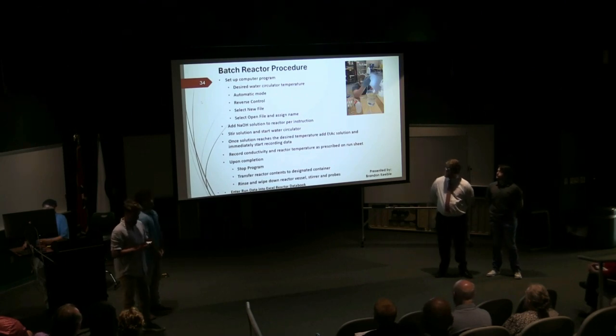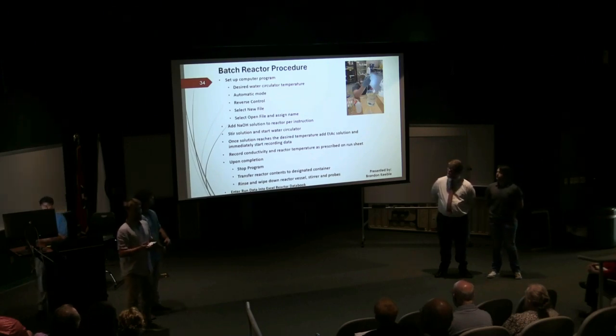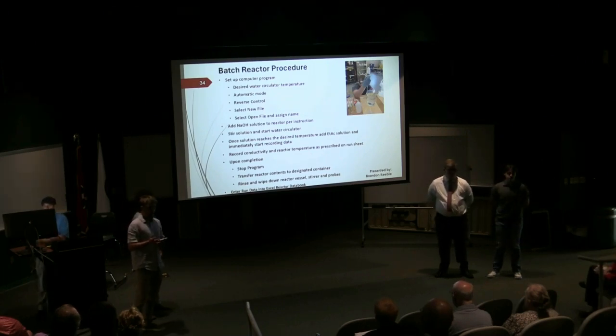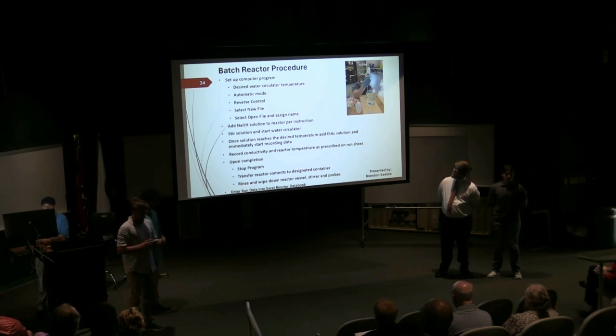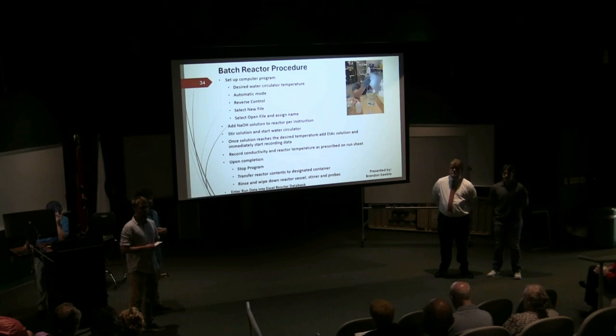Here's our batch reactor procedure. Some of our key steps: set up software, add sodium hydroxide and ethyl acetate, monitor conductivity and temperature. We maintain reagent mass using 950 milliliters of sodium hydroxide and 50 milliliters of ethyl acetate. These volumes were modified from the manufacturer recommended volumes to manage initial temperature.